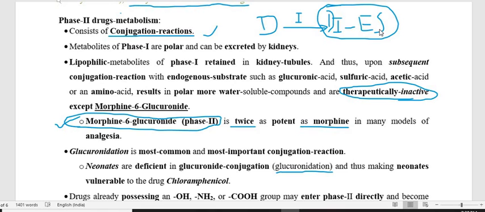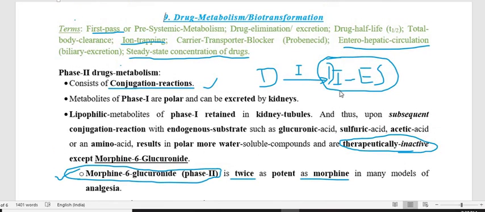So this is the principle of the phase 2 reaction. In phase 2 reaction, the other important thing is that it requires a very important thing, the endogenous substance, that is also called substrate. For combining this substrate with the drug or the drug metabolites of phase 1 reaction, it requires the enzyme, that is the phase 2 enzyme, and the name of the enzyme is transferases.